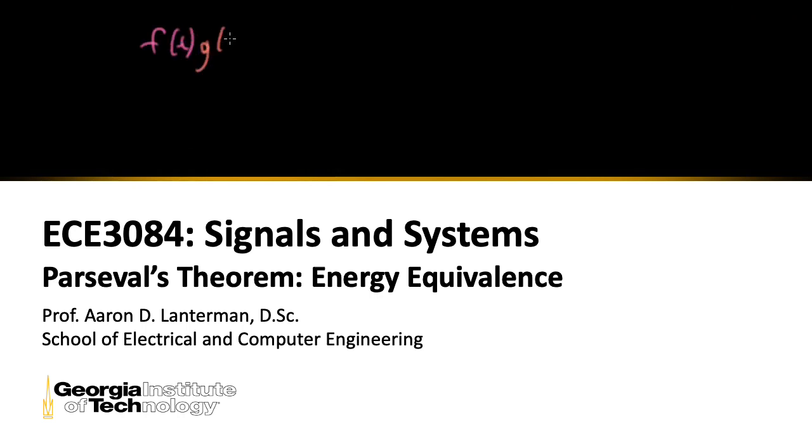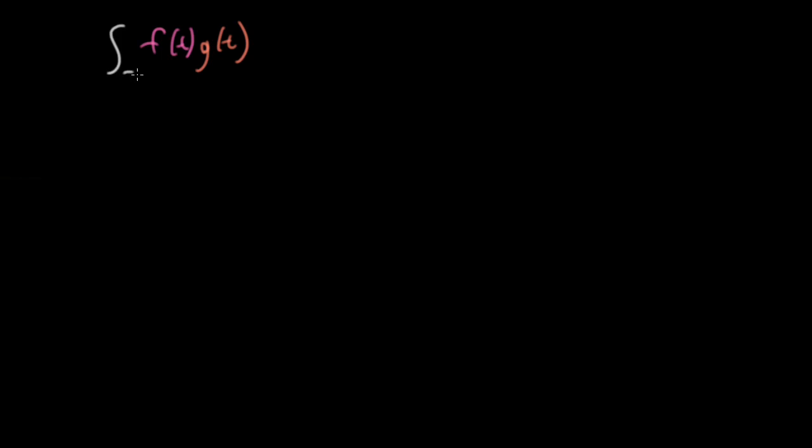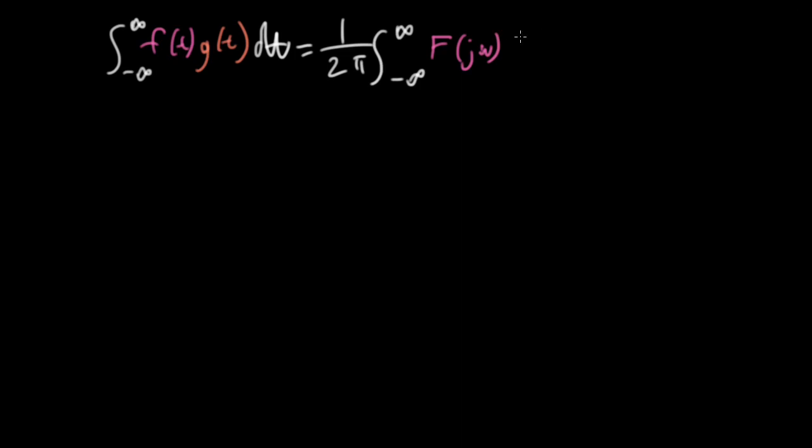So I have two functions of time, f and g, and I'm going to integrate these functions over time. And what we'll see is that this is equal to 1 over 2 pi times another integral that looks basically the same, except this is going to be the integral of their Fourier transforms multiplied together with one little twist. We need to put a complex conjugate on g and a complex conjugate here on capital G.